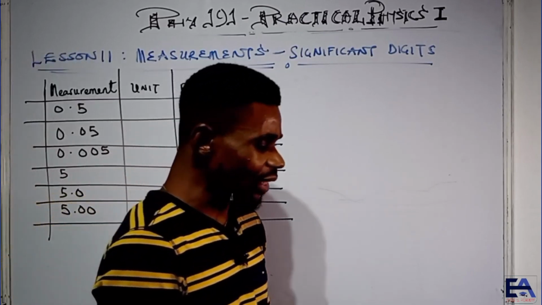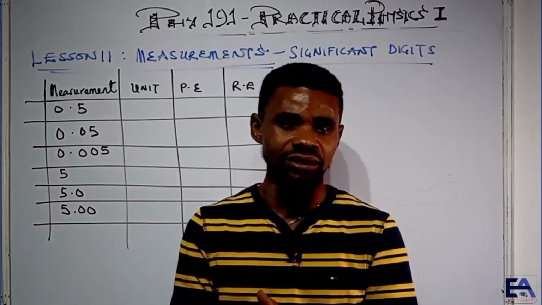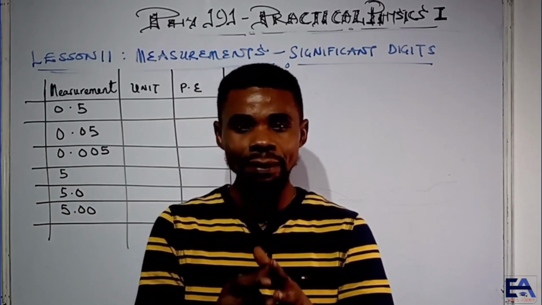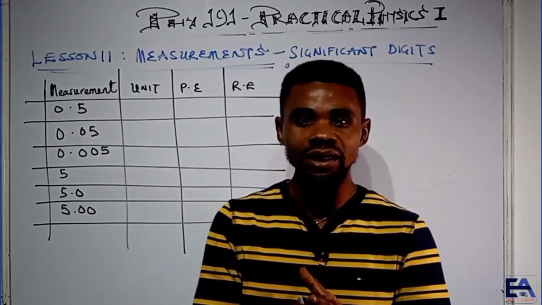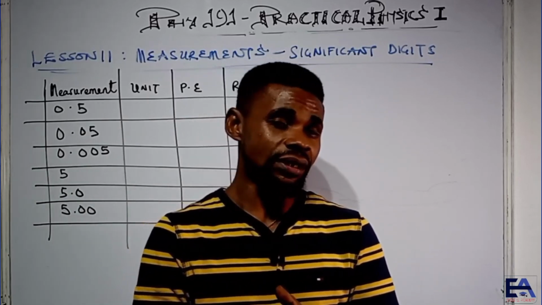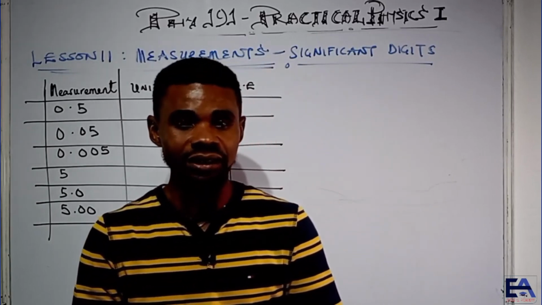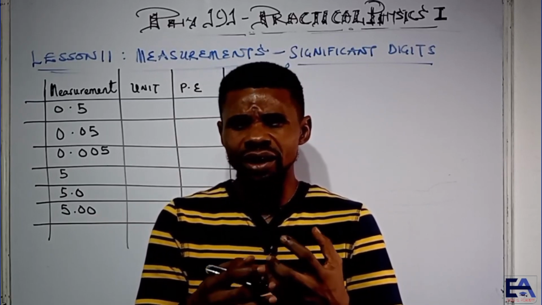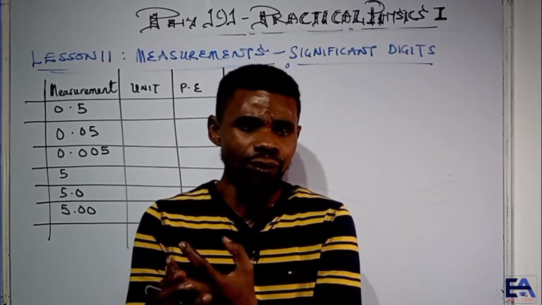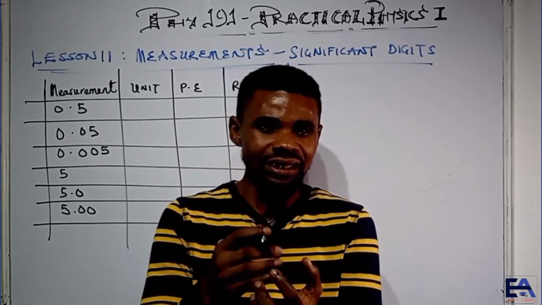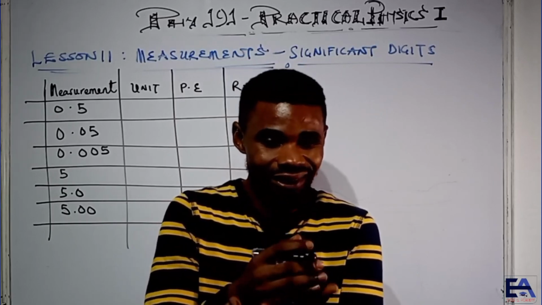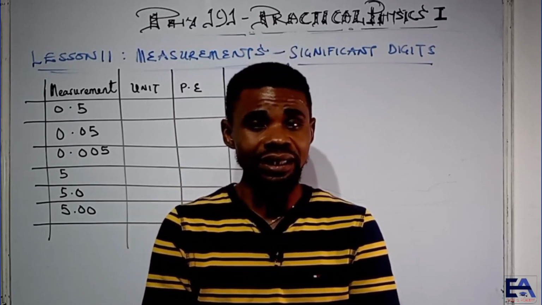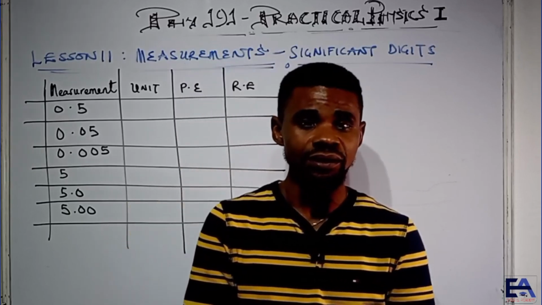Another way that we can look into significant digits is that they are digits or numbers that have an impact on the relative error. Because they can affect the relative error of a measurement, we see that they are very important, they are significant. In physics, anything that has to do with error, we don't joke with it.